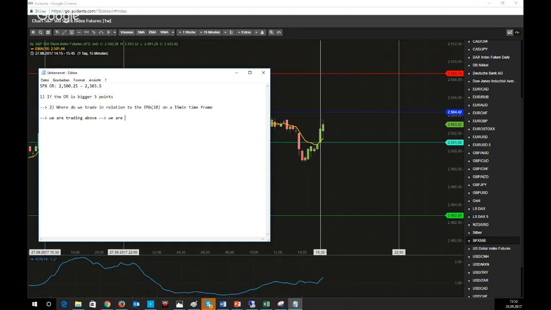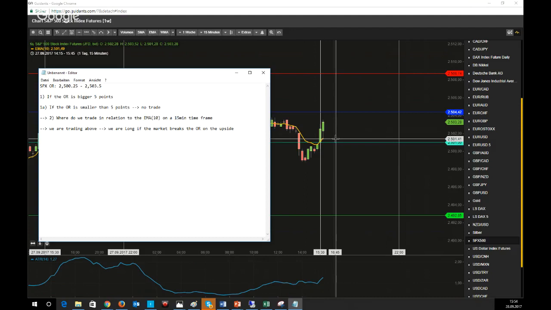We are long if the market breaks the open range on the upside. By the way, I take out the scenario where I say, okay, but let me put it that way. Let's say 1A, if the OR is smaller than 5 points, no trade. Let's put it that way, okay? Then, if we're trading above this yellow line, then we trade it on the upside, and that's it. That's the setup.